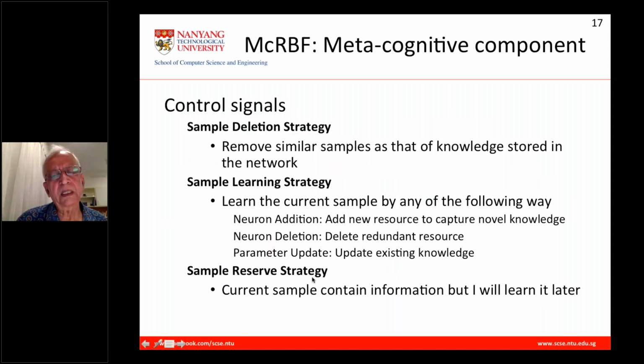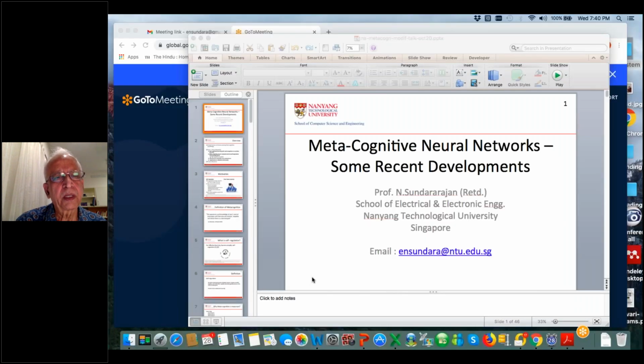Sample reserve strategy. This is the don't know case, or don't care strategy. See, normally you have binary, right? Yes or no. But there is a third category, don't know. So that category, you reserve it, finish the other samples to learn, and come back to that later, you may know it. If it is not, you learn again. This is going on again.